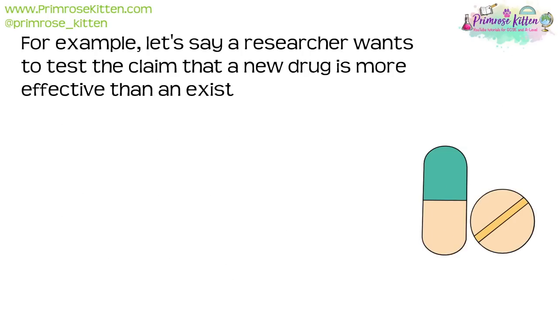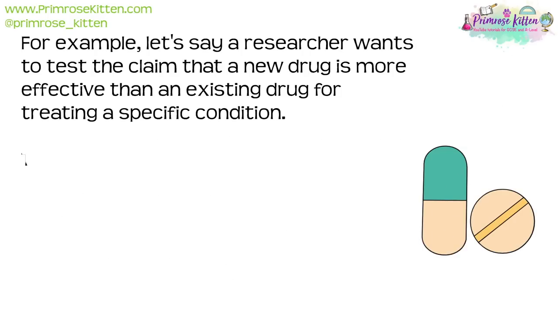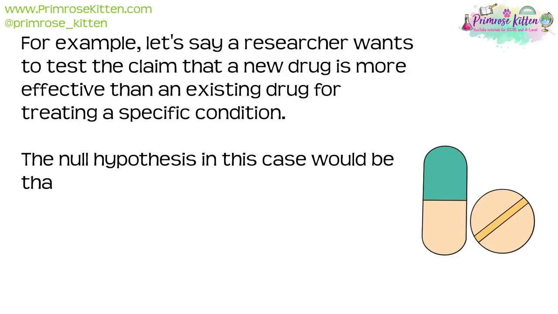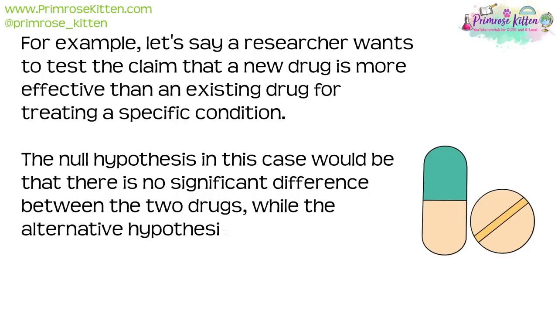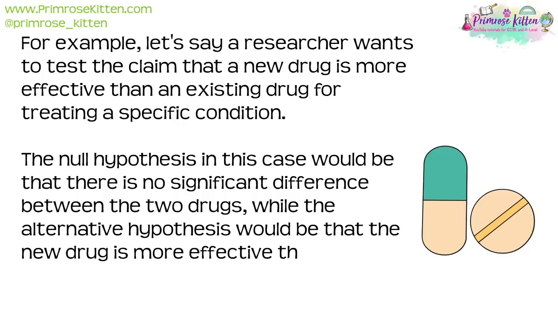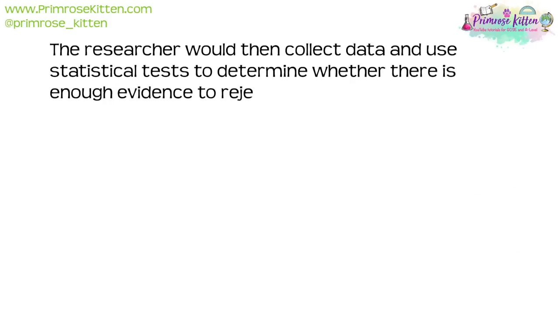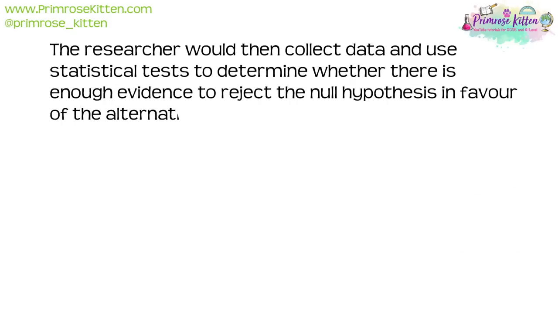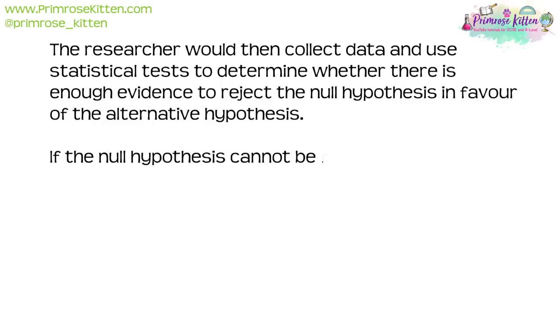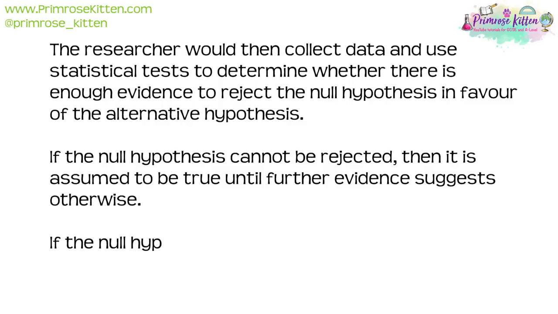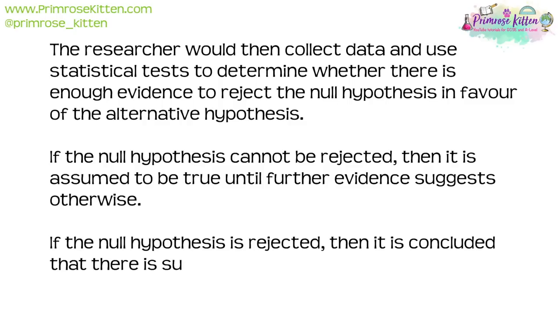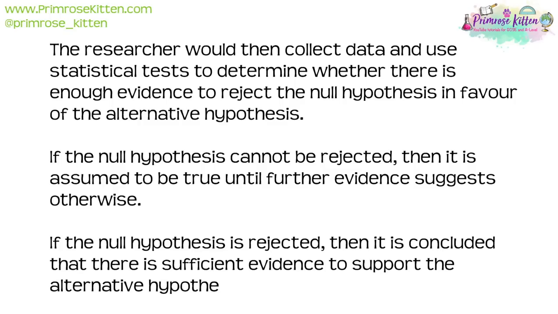For example, let's say a researcher wants to test the claim that a new drug is more effective than an existing drug for treating a specific condition. The null hypothesis in this case would be that there is no significant difference between the two drugs, while the alternative hypothesis would be that the new drug is more effective than the existing drug. The researcher would then collect data and use statistical tests to determine whether there is enough evidence to reject the null hypothesis in favour of the alternative hypothesis. If the null hypothesis cannot be rejected, then it is assumed to be true until further evidence suggests otherwise. If the null hypothesis is rejected, then it is concluded that there is sufficient evidence to support the alternative hypothesis.